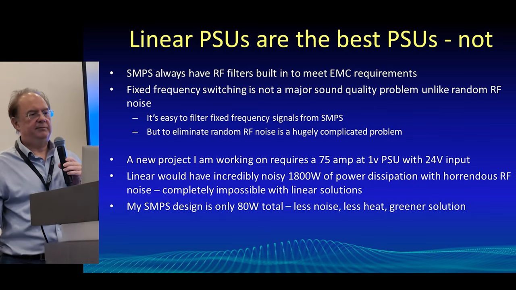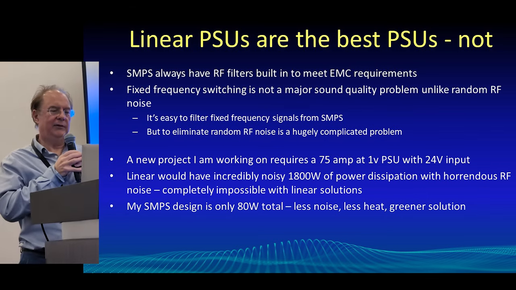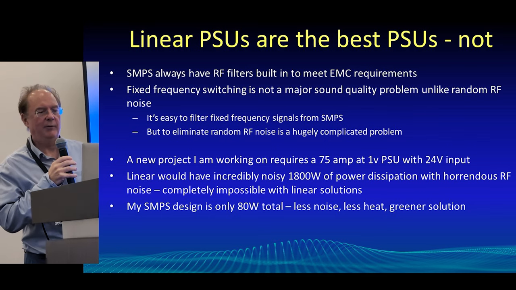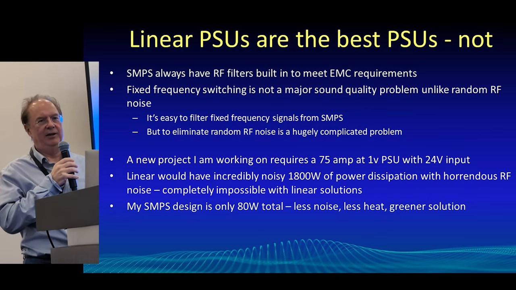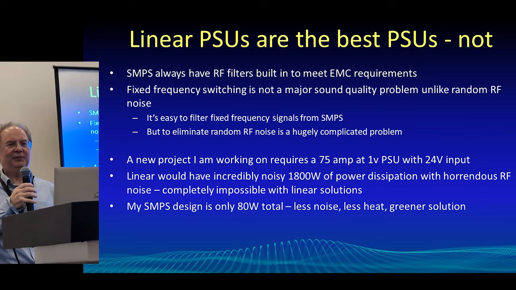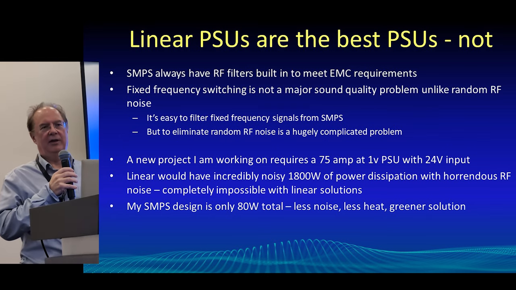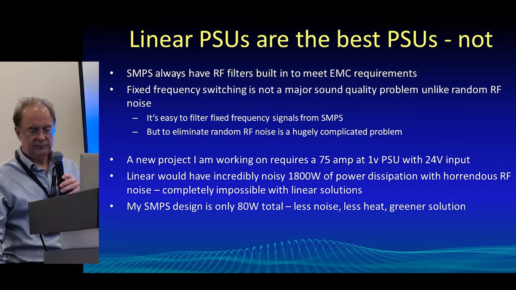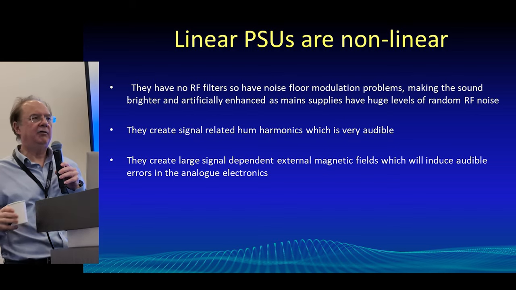The other issue with switch mode power supplies is efficiency. A project I'm working on at the moment requires 75 amps at 1 volt. The input to this device is 24 volts. If I was doing that with linears, you would need a 1.8 kilowatt continuous power dissipation in the device. That's clearly impossible. It would glow in the dark. And that noise would just feed through onto the main system. So my switch mode design is only 80 watts in terms of actual performance. Get less noise, less heat, and clearly a greener solution. So linear power supplies are non-linear in that they create distortion.